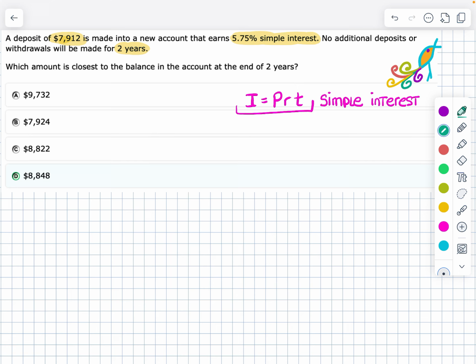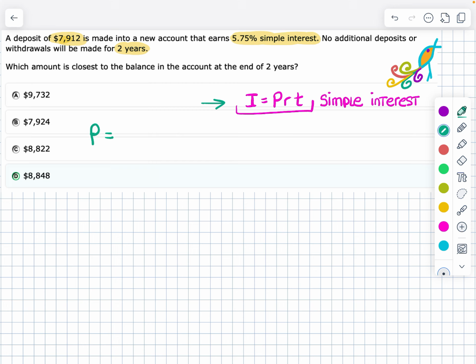Okay, so the first thing we need to do is choose our formula. There's a couple of interest formulas, so make sure you choose simple interest, which is this right here. And now let's go ahead and see what each of these values are going to be before we set up our equation.